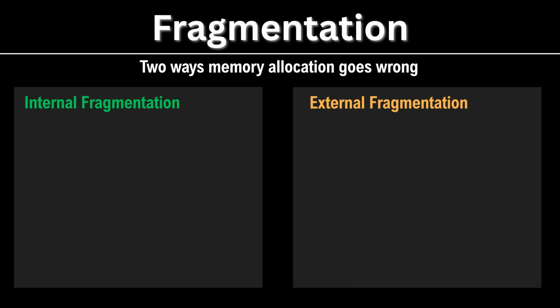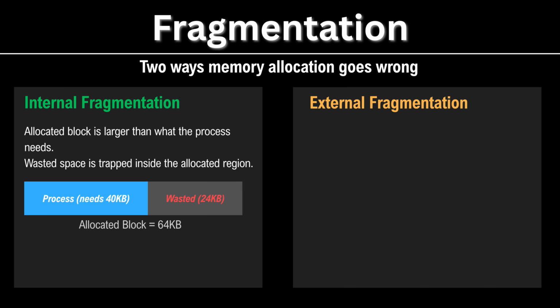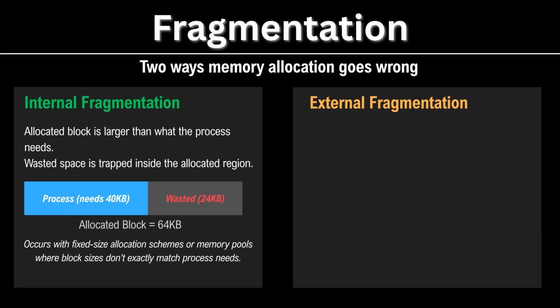Fragmentation comes in 2 forms. Internal fragmentation happens when the allocated block is larger than what the process actually needs. The wasted space is trapped inside the process and the OS cannot give it to anyone else. This is common with fixed size allocation schemes.